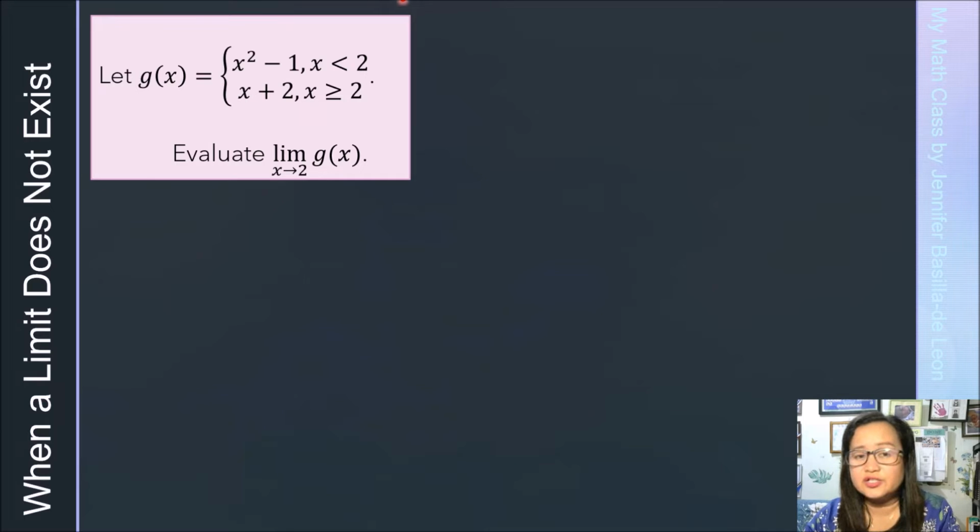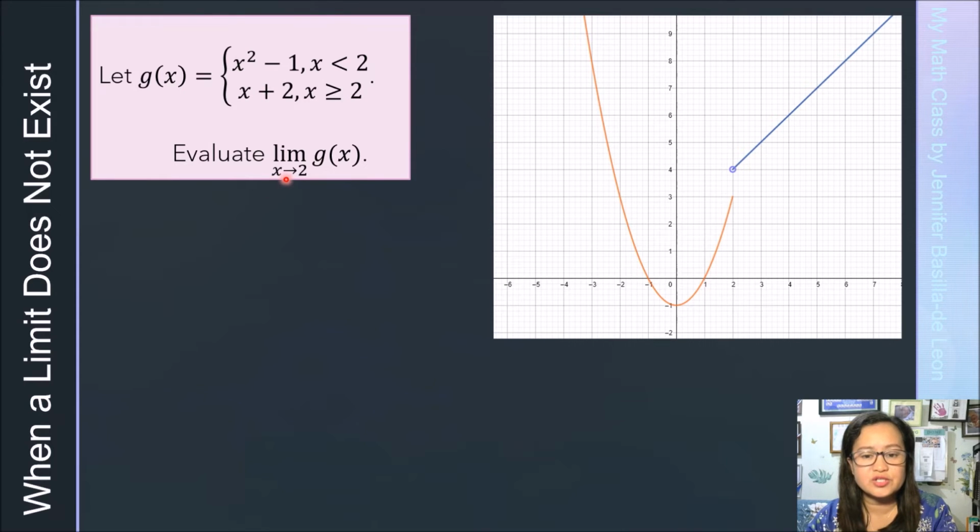Now let us consider the function g of x in which the function is defined by x squared minus 1 if x is less than 2 and x plus 2 if x is greater than or equal to 2. We are asked to evaluate the limit of g of x as x approaches 2. Now using our graphing application, we would be able to have this illustration. Now let's mark all the points having an abscissa of 2.